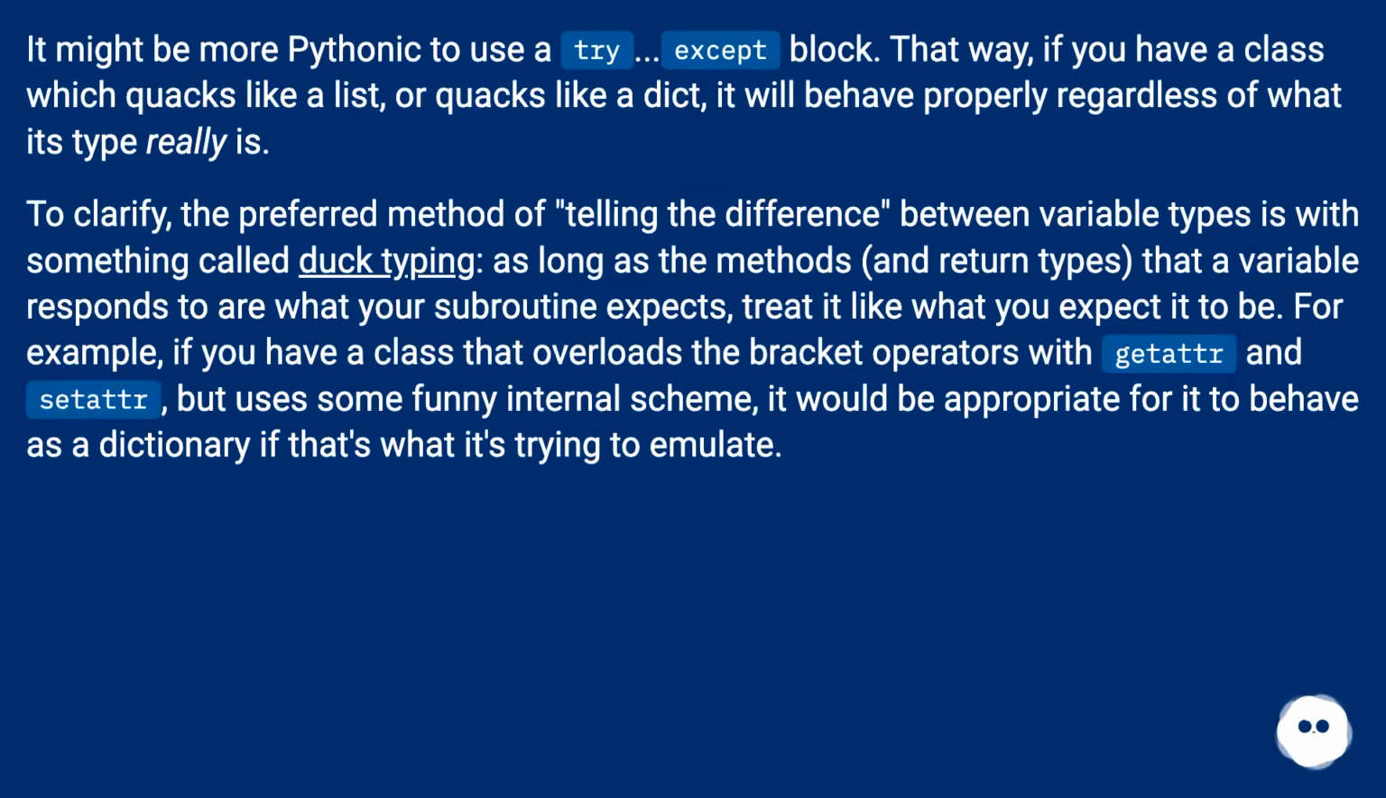It might be more Pythonic to use a try, except block. That way, if you have a class which quacks like a list or quacks like a dict, it will behave properly regardless of what its type really is.